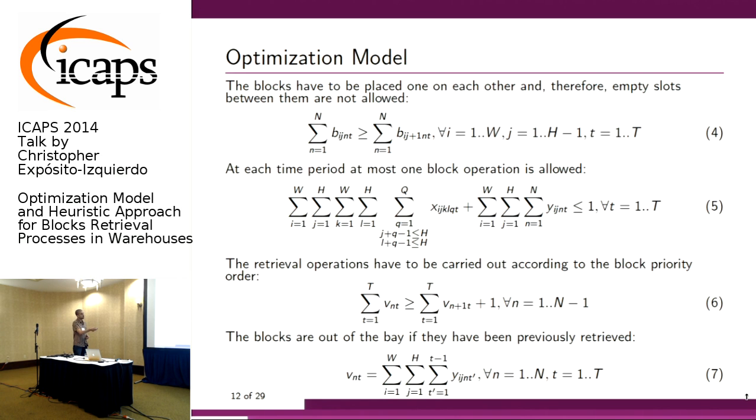We can carry out only one operation, a relocation movement or a retrieval movement, during each time period. The retrieval operations have to be carried out according to the decreasing order of priorities. We have to retrieve firstly the block with the highest priority, later the next highest priority, and so on until all the blocks have been retrieved from the bay. This is only a relationship between variables.